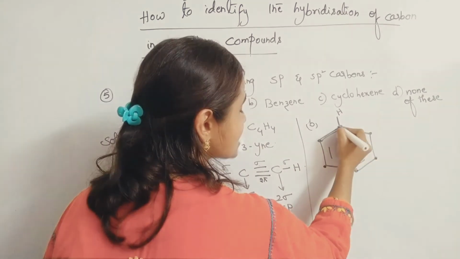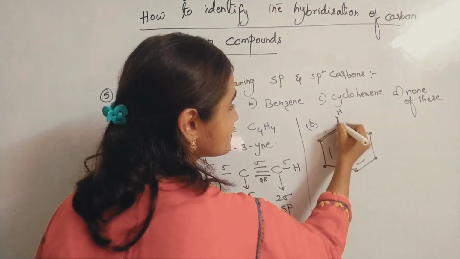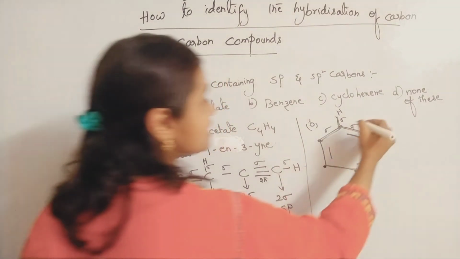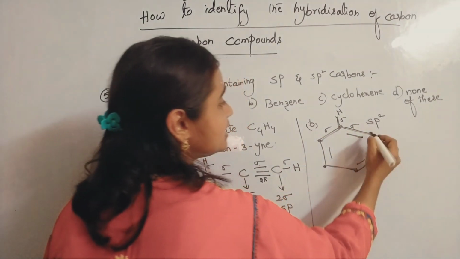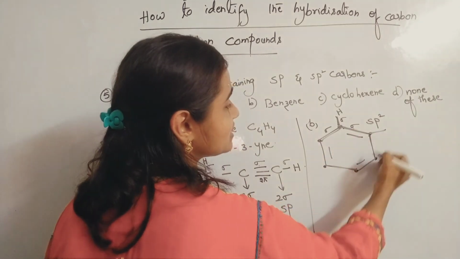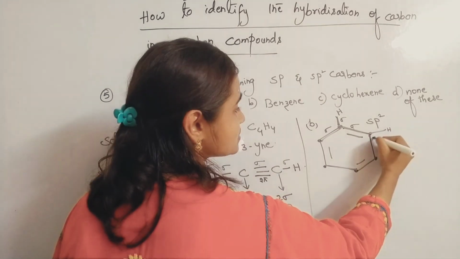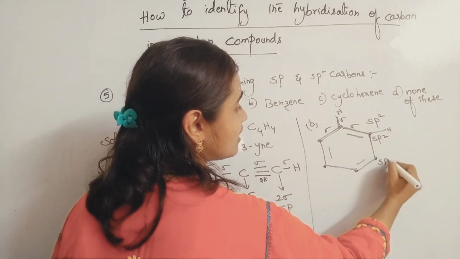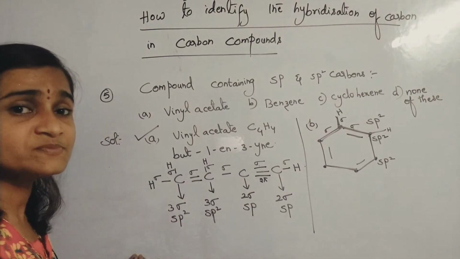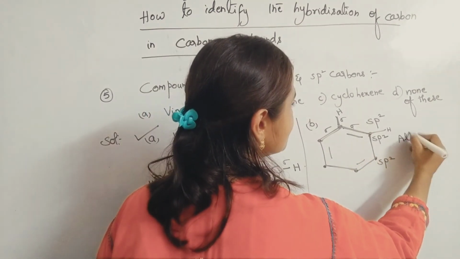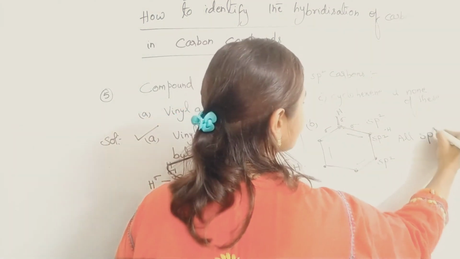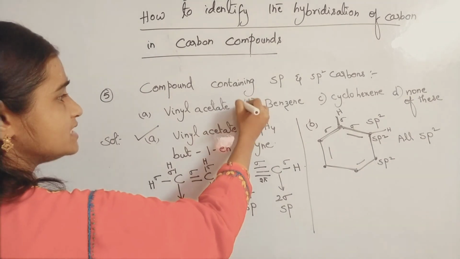So each carbon is undergoing 3 sigma bonds. Please look at this. 3 sigma bonds means sp2. Each carbon is like that only, 1, 2 and one more with another hydrogen. So it is also sp2. All are like that, so all carbons will undergo sp2 hybridization. But no sp is there in this. So option B is ruled out.